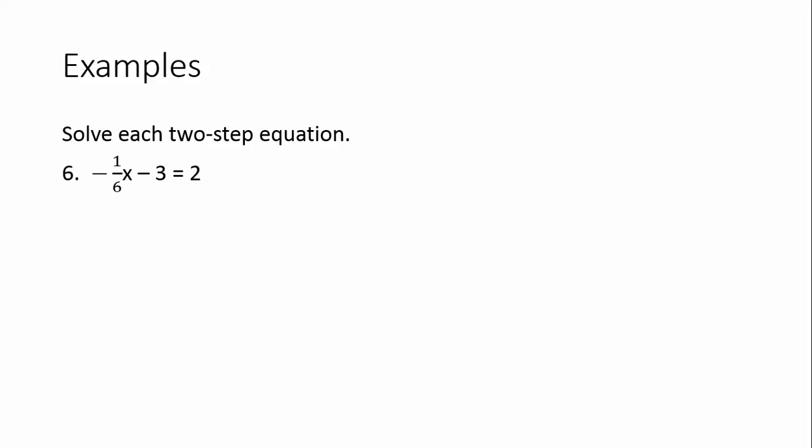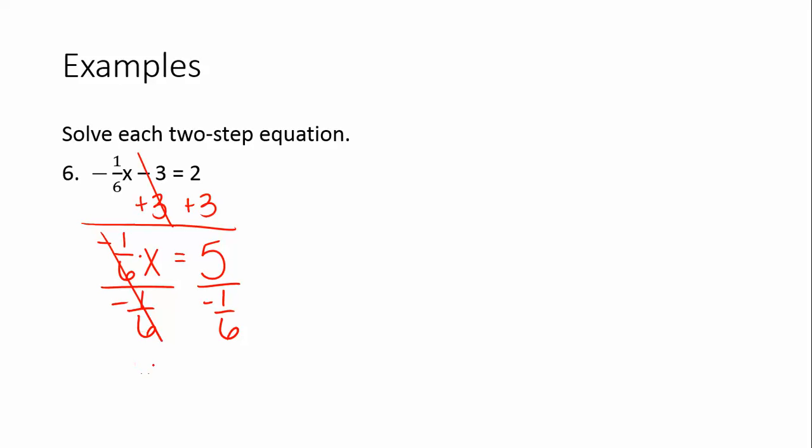Number 6, don't be confused here because we have a fraction in front. It's not a huge deal. So we want to undo the subtraction of 3 by adding 3 to both sides. We're going to bring this whole thing down. This is a negative 1/6 x, and it equals 5. Now, this is multiplication, so remember to undo multiplication. We're going to divide by negative 1/6 on both sides.